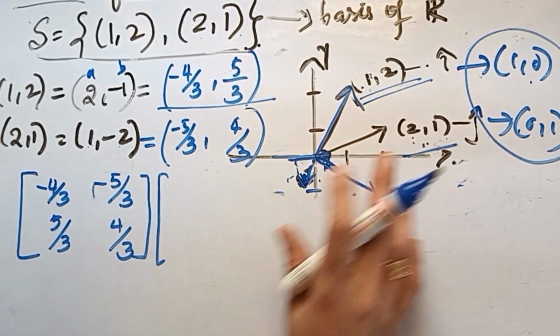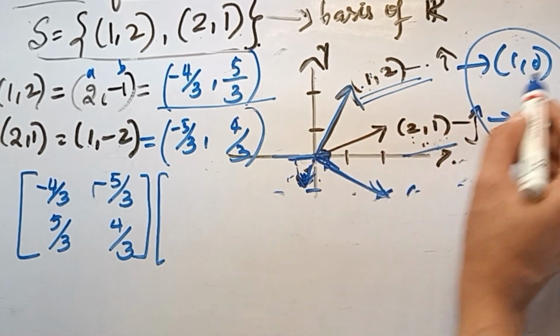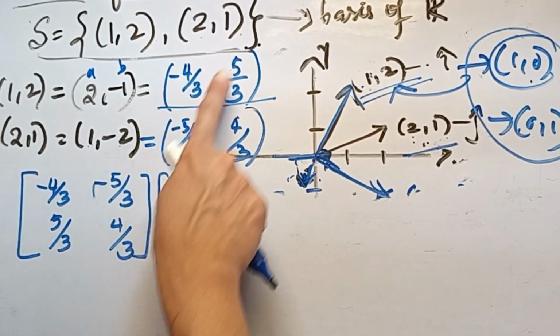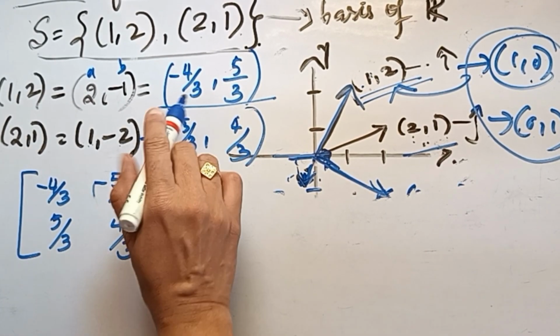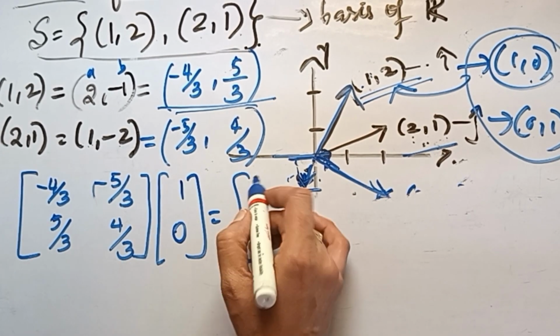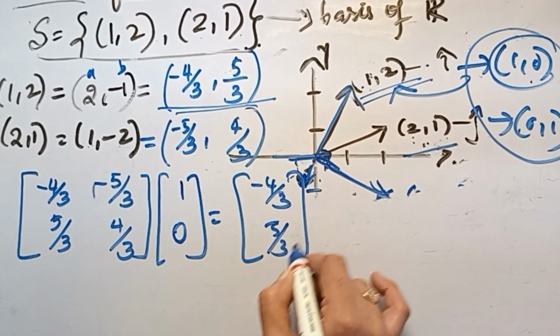So now when you want to check under this basis, where the vector (1,0) is nothing but (1,2), where (1,2) goes to (-4/3, 5/3). Now when you apply the matrix of transformation to that vector, you have to get this answer. Let us see. It was -4/3 and this gives you 5/3. Look, it is the same as this.